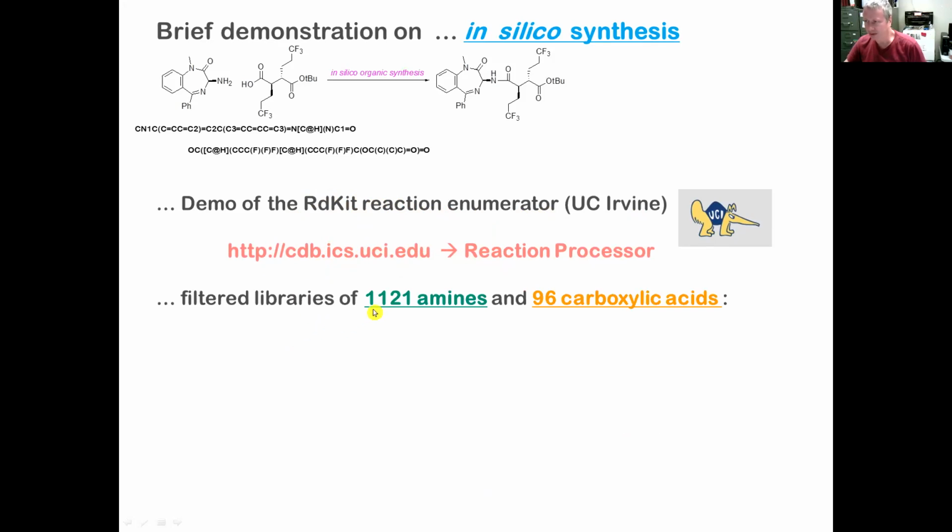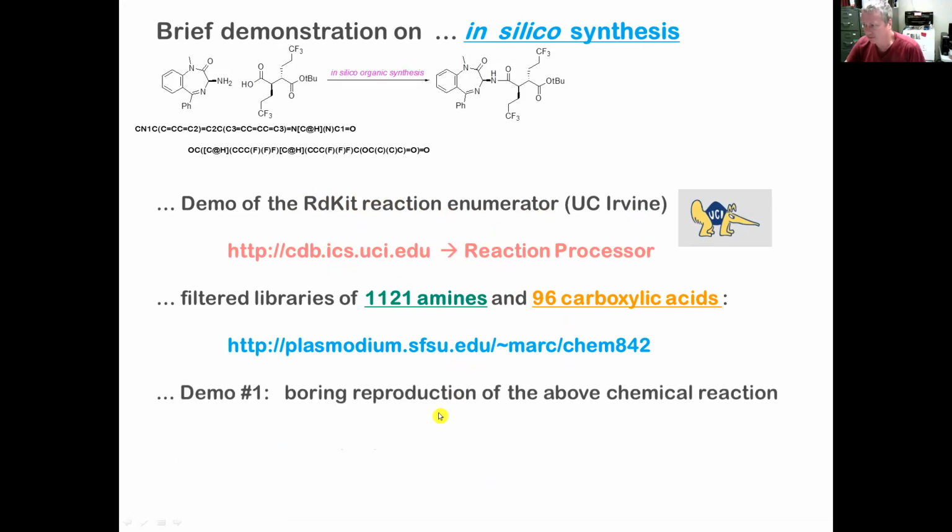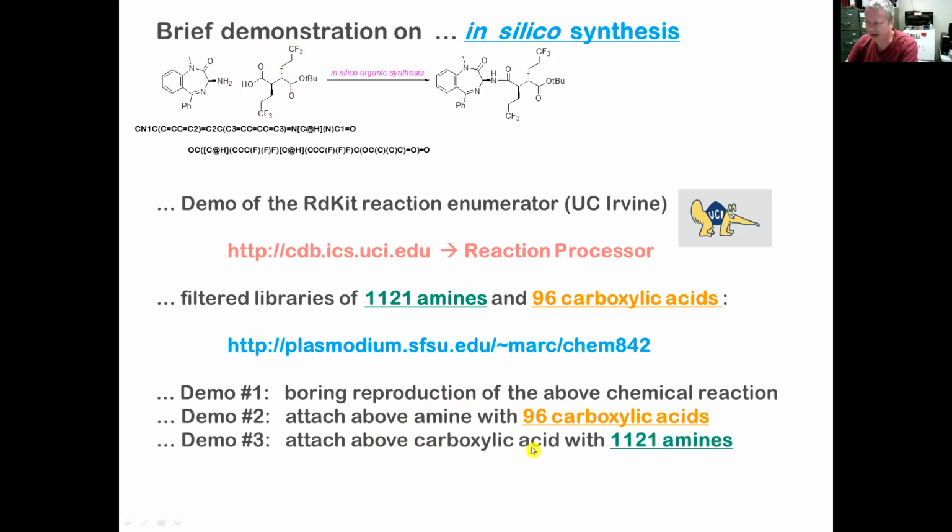And I also have a library of 11,021 amines and 96 carboxylic acids ready to go. They're on my website, so I'll just get them off my website in a second. Okay, so first thing we're going to do is just the really boring reproduction of this reaction. And the next thing we'll do is attach the amine with the 96 carboxylic acids. And the next thing we'll do is attach the carboxylic acid with all the different amines. And then let's do that first. All right, so I'm going to do the boring one first. Just take these two and snap them together. So how do I do that?